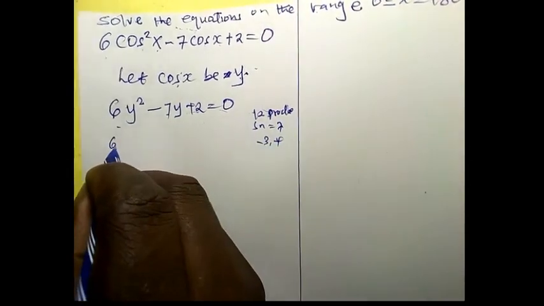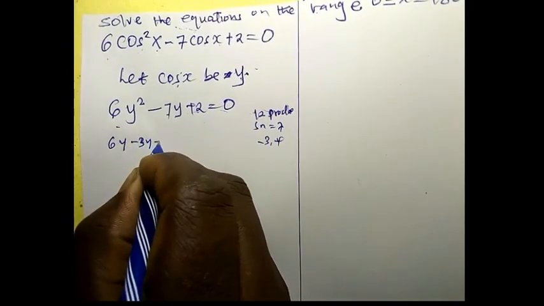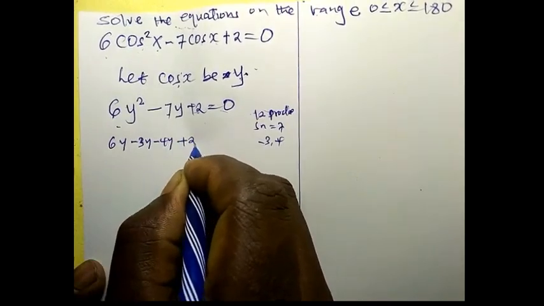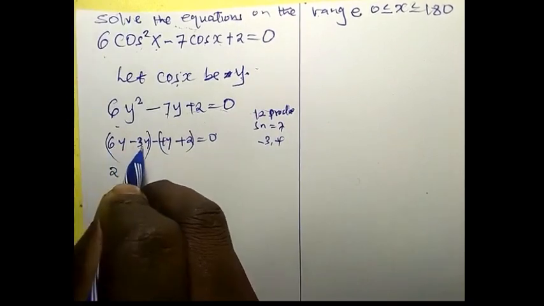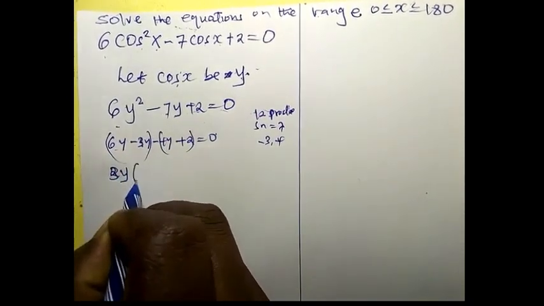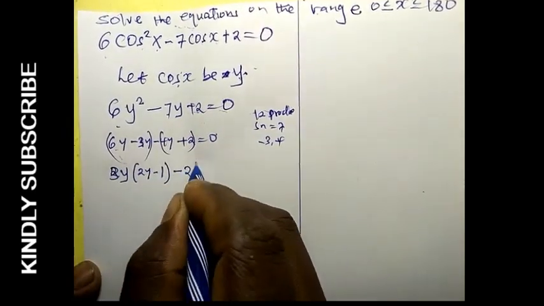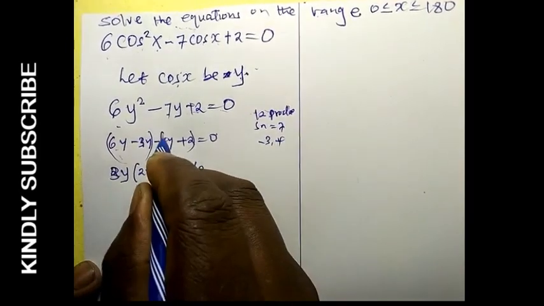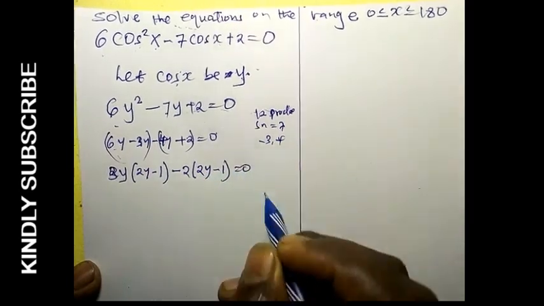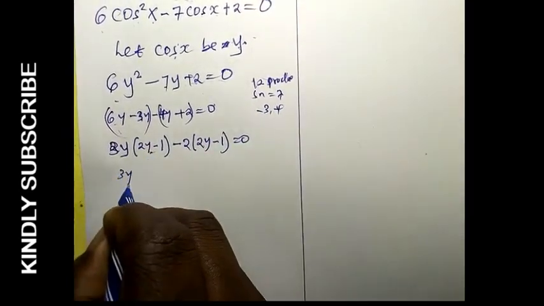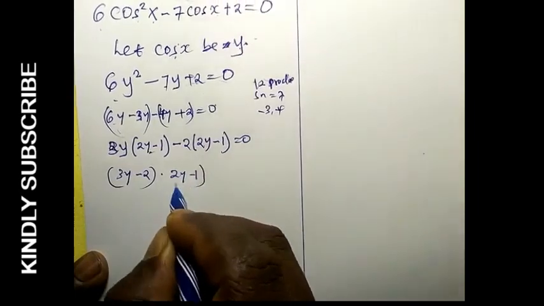So we will have 6y squared minus 3y minus 4y plus 2 will be equal to 0. So like terms together. The common factor here is 3y, so 3y into 2y minus 1, minus 2 into 2y minus 1 equal to 0. So these brackets are the same, that is 3y minus 2 times 2y minus 1 will be equal to 0.